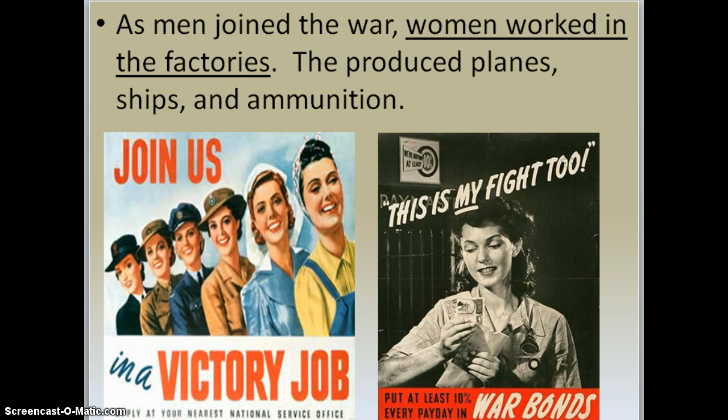As men joined that war, women worked in factories and produced planes, ships, ammunitions. They went into the workplace to take over the men's jobs.